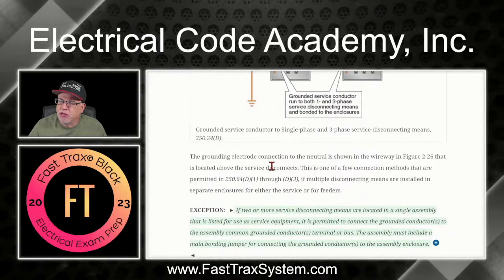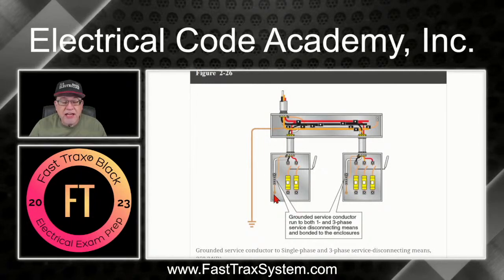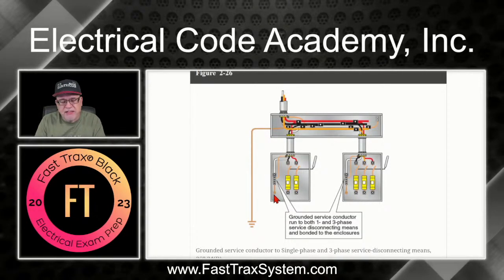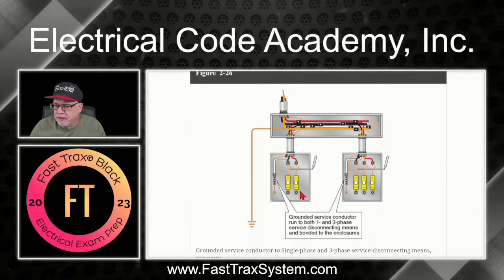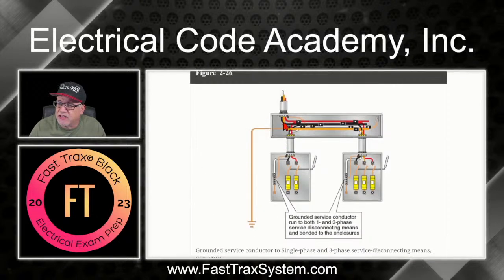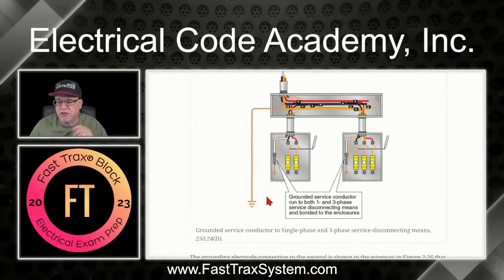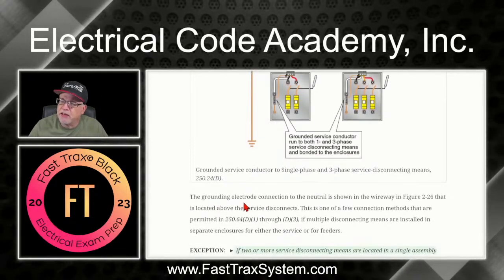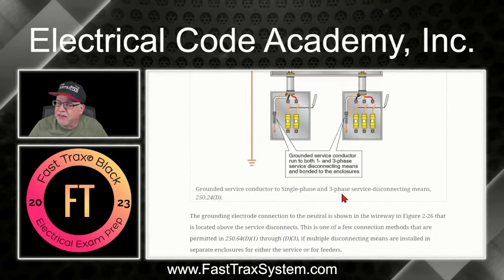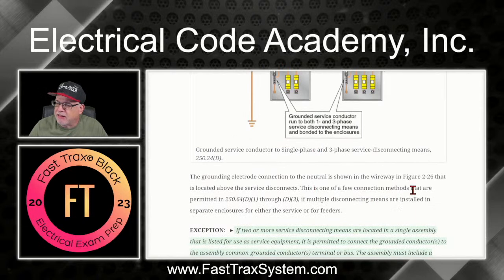Now, the grounding electrode connection to the neutral, as we see right here, is permitted to be done in multiple locations in 250.64 D1, D2, and D3. All right. So in this case here, we're seeing it done here on the supply side. Okay, so that's perfectly one of the allowances to do that. So the grounding electrode conductor to the neutral is shown in the wireway in this illustration. It's done up here, right here. And that's what that figure is about.